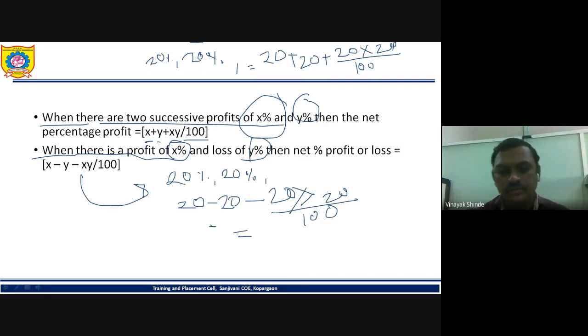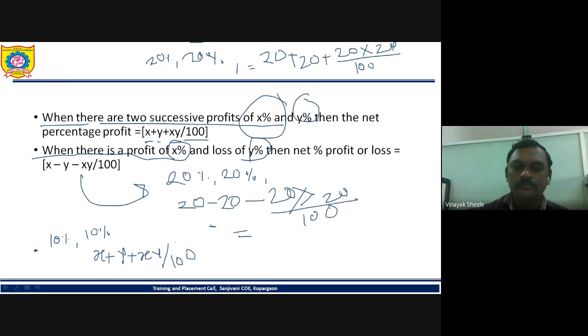The same formula you can use for calculation of two successive discounts. So let us say there is a discount on a certain product. Let's say there is a 10% initial discount, and once again there is a 10% further discount. So the total discount is how much? X plus Y plus XY by 100. So it is 10 plus 10, 20, plus 10 into 10 by 100. So it is 21% total discount if there are two successive discounts. So remember this formula. This is simple and very useful.